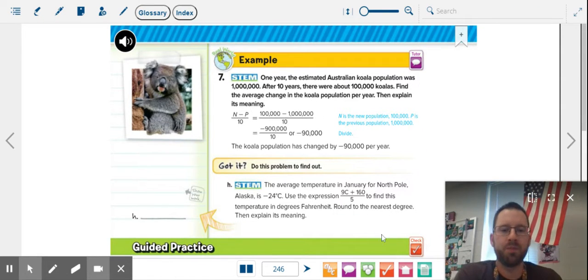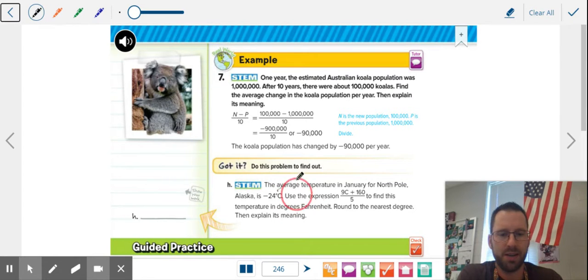Word problem time. All right, so the average temperature in January for North Pole, Alaska, that's actually a town in Alaska, it's pretty cool, is negative 24 degrees Celsius. Use this expression, 9C plus 160 divided by 5, to find the temperature in degrees Fahrenheit. So what we're going to do is we're going to plug that negative 24 right in for C.